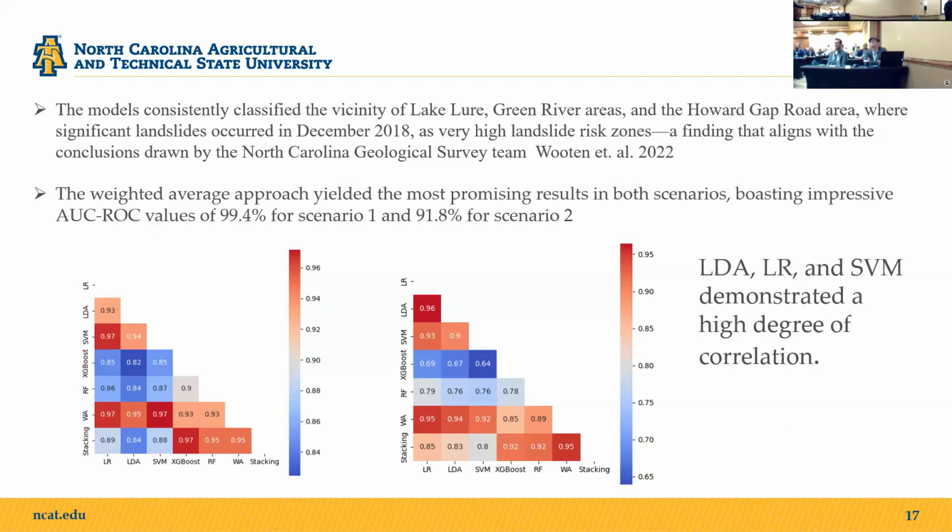So we also want to know the relationship among the models. Are they related? Are they very close to each other? We noticed that linear discriminant analysis, logistic regression, and support vector machine were very, very close to each other. Then the weighted average ensemble is very close to all other models.